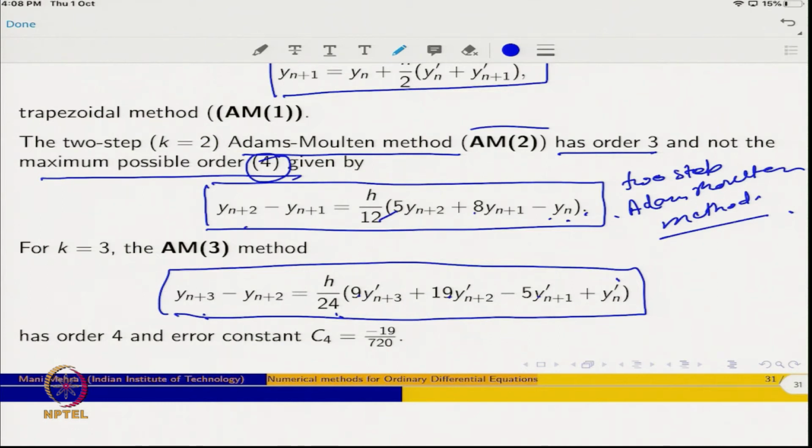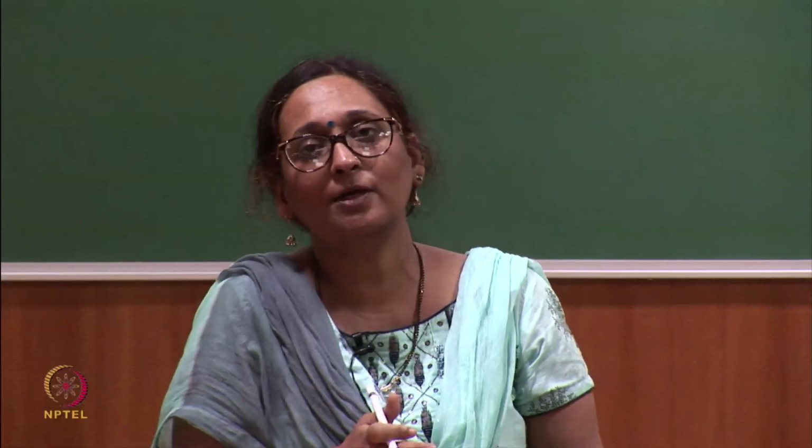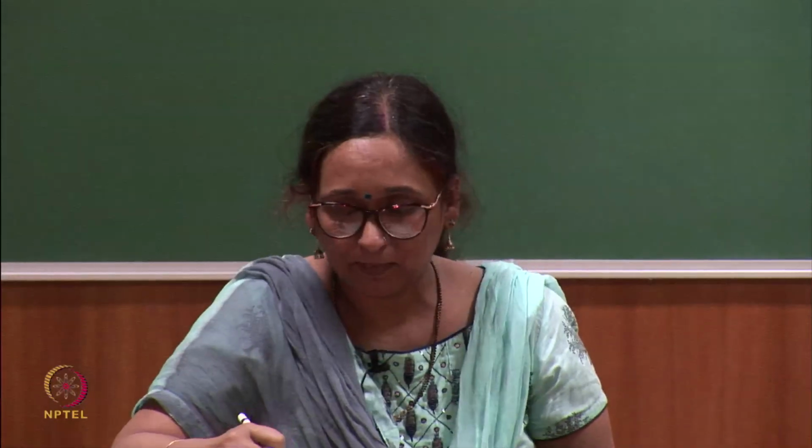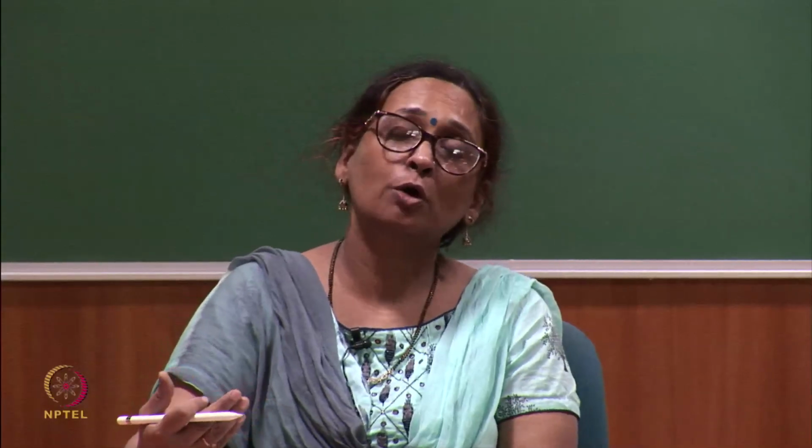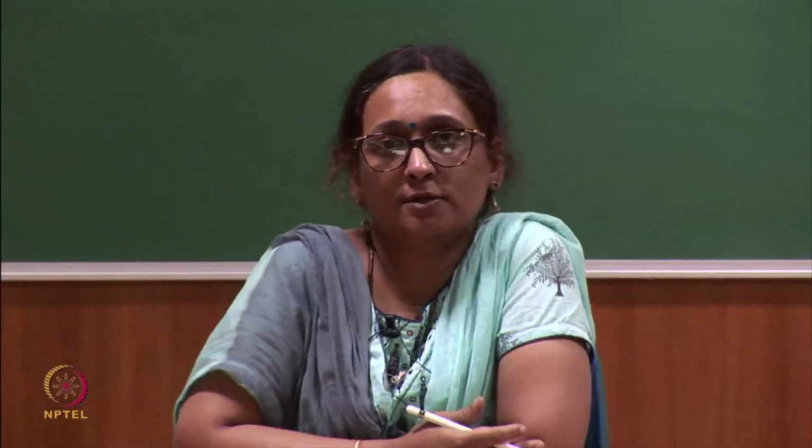But what is the disadvantage if you keep adding steps? There will be a problem: it will not be self-starting till that point. If it is a 3-step method, you have to initially choose 3 values, like y1, y2. That is the problem, and that is the cost we are paying to avoid computing higher order derivatives. Of course, we have to pay some cost.